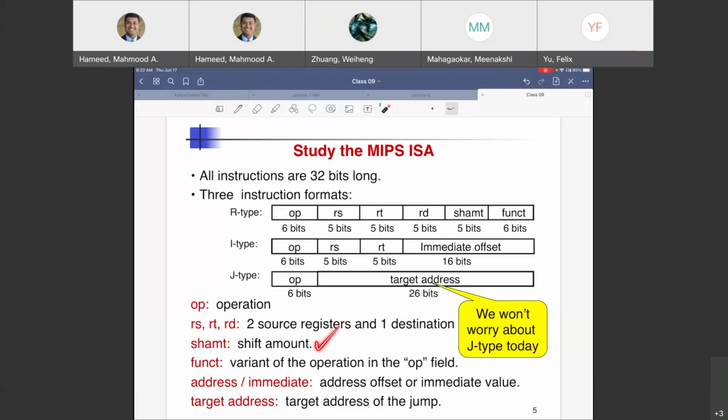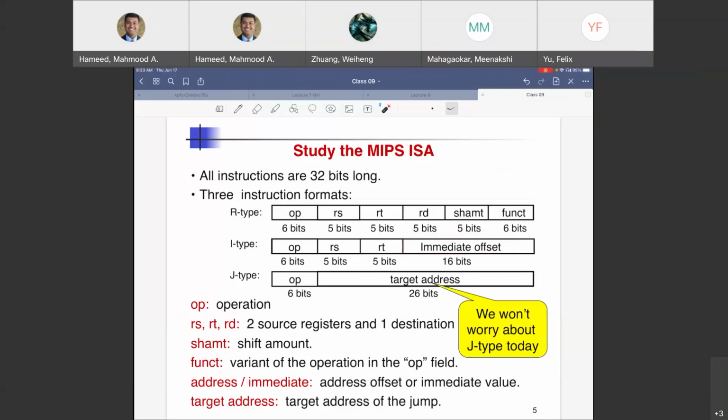Then I have the shift amount. Like I said, if you wanted to do shifting for a specific R type instruction, you can do that. We have seen an example of shift left logical for that. Then the function field is a variation of the opcode. This immediate field, which is your 16-bit field in the I type instruction, can be used for an immediate constant or can be used as the address.